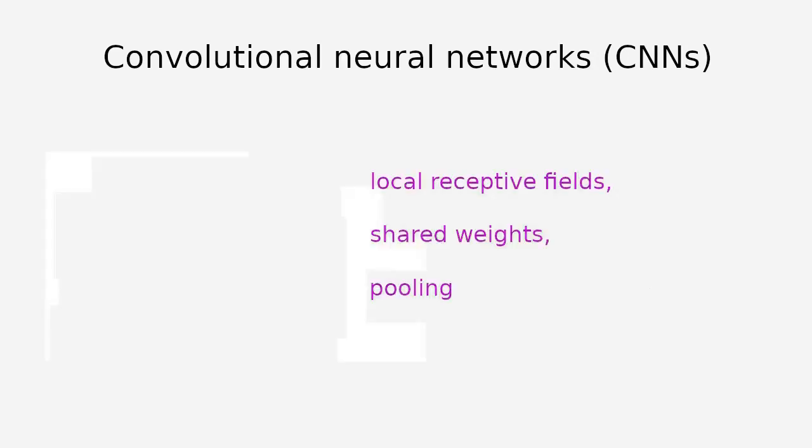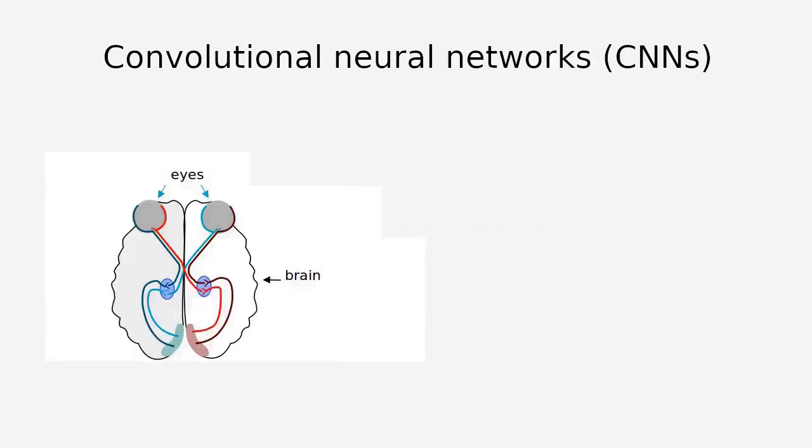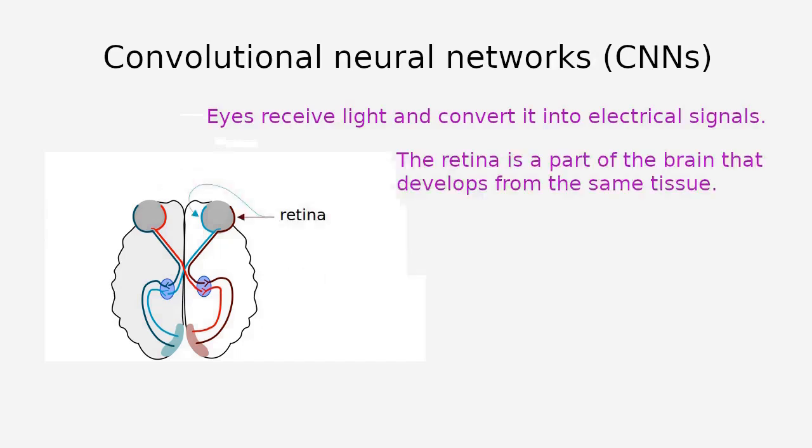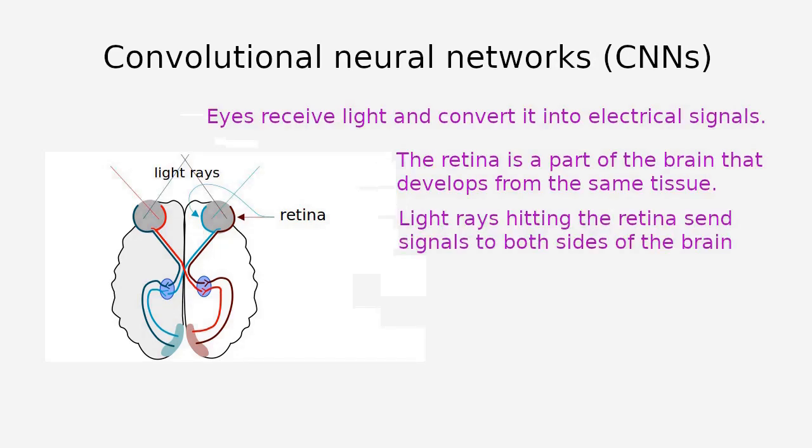To understand how CNNs work, we will explore three key concepts: local receptive fields, shared weights, and pooling. But first, let's take a look at the biological brain. Eyes receive light and convert it into electrical signals. The retina is a part of the brain that develops from the same tissue. Light rays hitting the retina send signals to both sides of the brain through optic nerves.